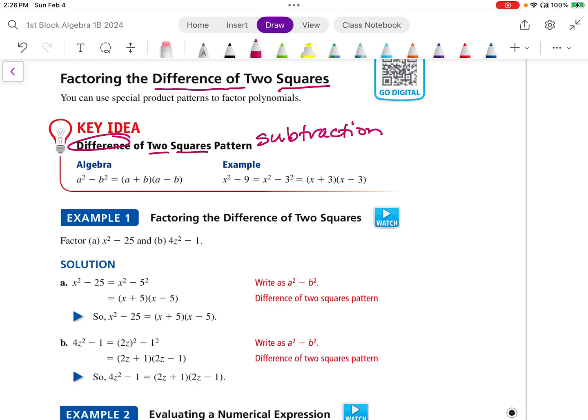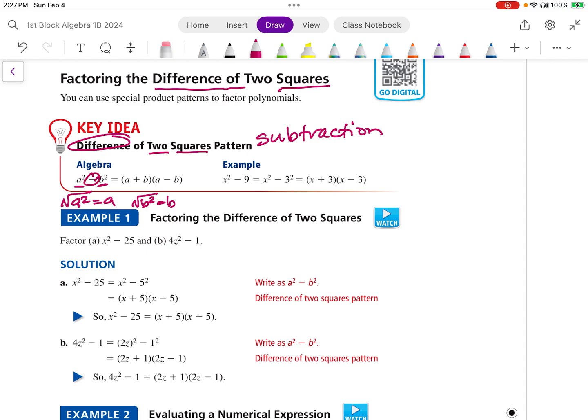So for instance, a squared is a perfect square, and the square root of a squared is a. B squared is a perfect square, and the square root of b squared is b. And they have a minus sign.